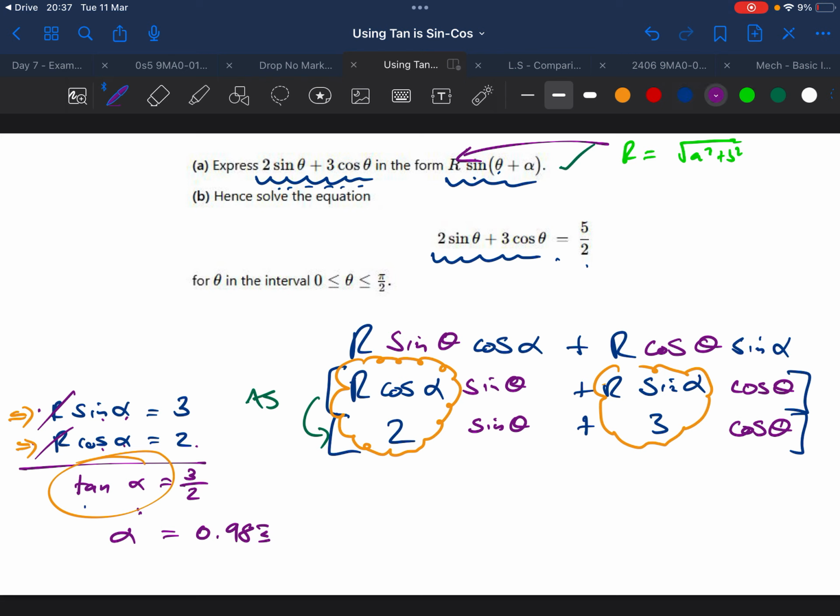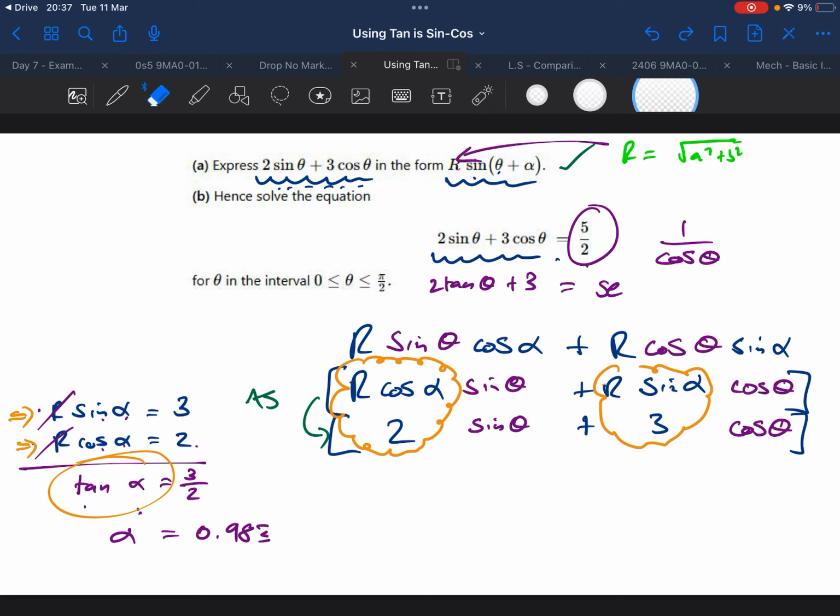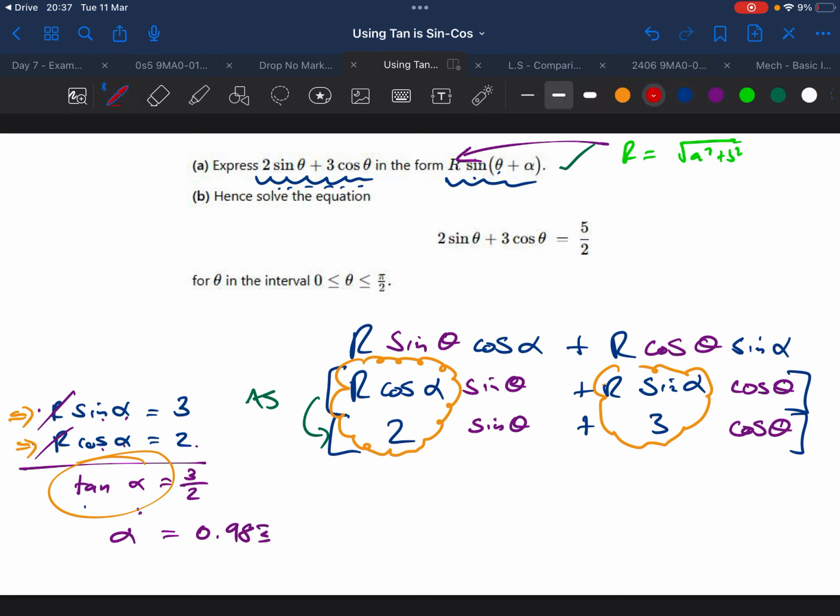Just to show you, it wouldn't work at this point if I divided everything just by cos straight away. I would have got 2 tan theta plus 3, yes, but I would have had a problem over here because this isn't a 0. I would have been doing 1 over cos theta, which is the same as sec theta. So this one here is not especially useful. So instead, what we're doing is we're expressing this way from before, and now we're going to use the result.